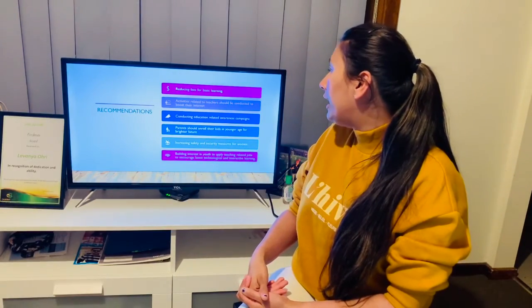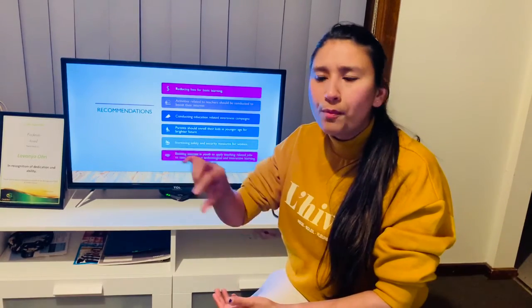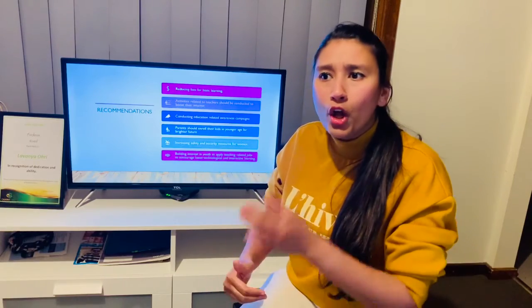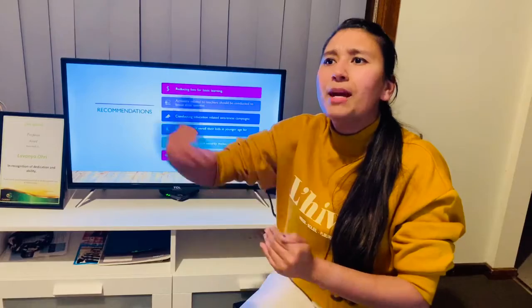Parents should enroll their kids at a younger age for a brighter future. As we have seen in our analysis also, the age group of 5 are not enrolled. Why? They should get enrolled. Not even a single age should be there in which they skip their studies. They should be enrolled for their brighter future.